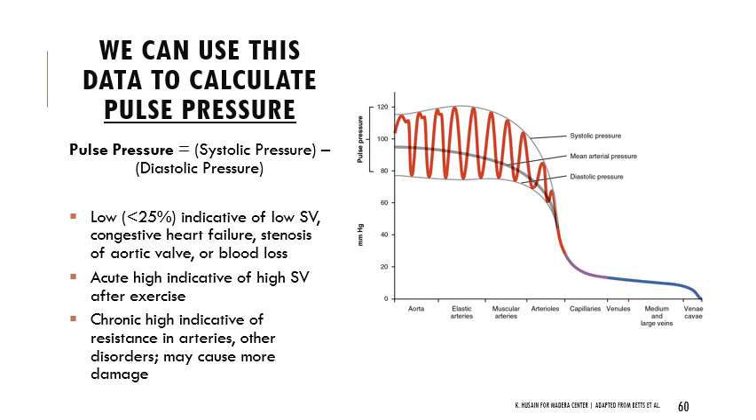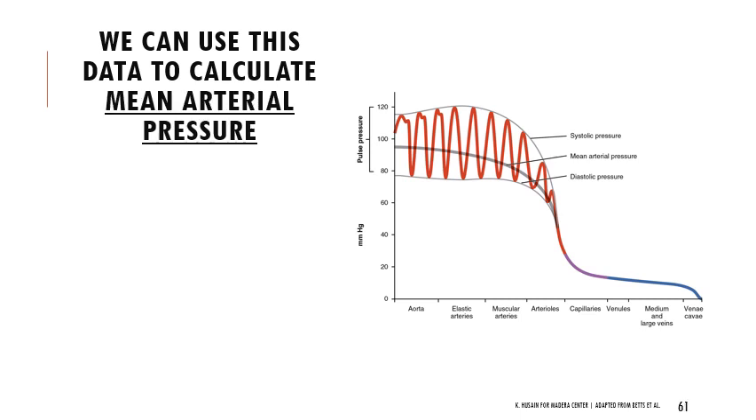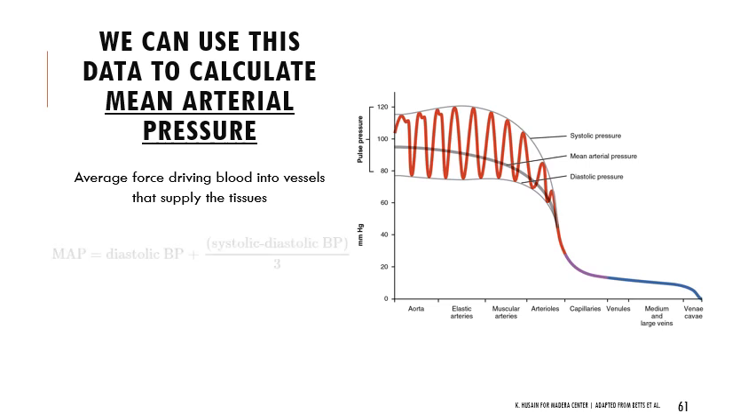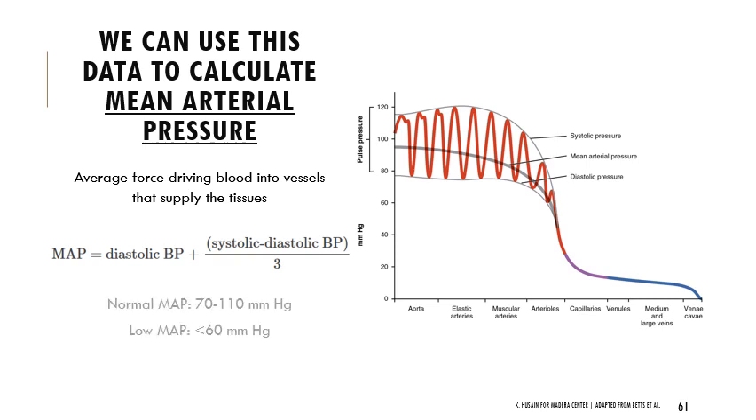We can also use systolic and diastolic readings to measure mean arterial pressure, which you can see as kind of a gray line indicated on this plot. That's the average force driving blood into vessels that supply our body tissues. And we can calculate this using the formula: mean arterial pressure equals diastolic blood pressure plus (systolic minus diastolic blood pressure) divided by 3. This is a good measurement to keep in mind.